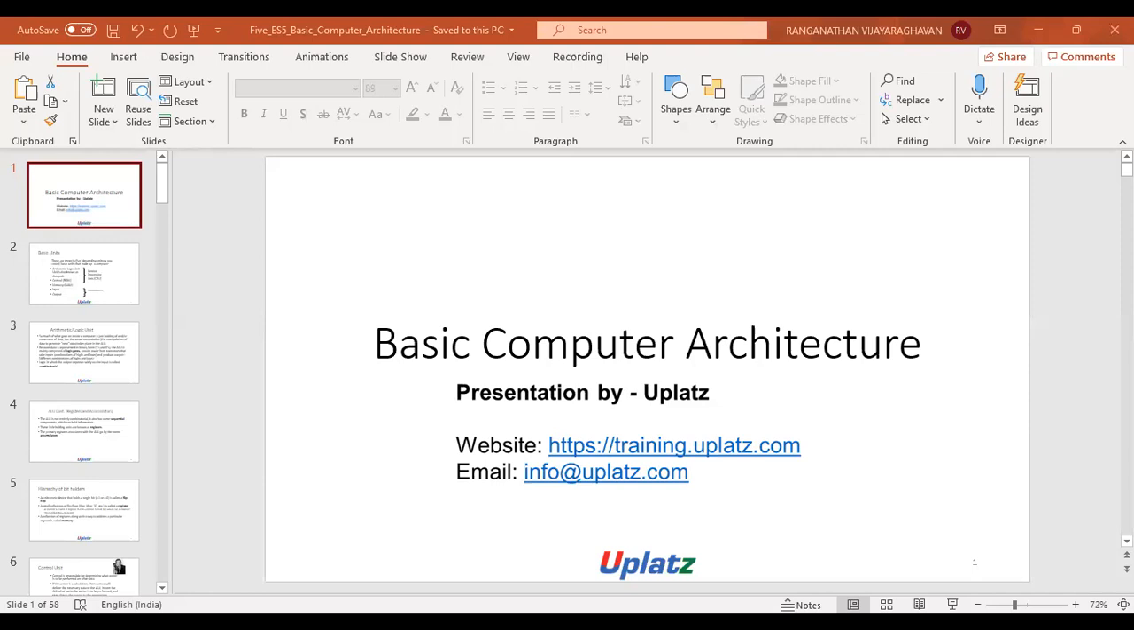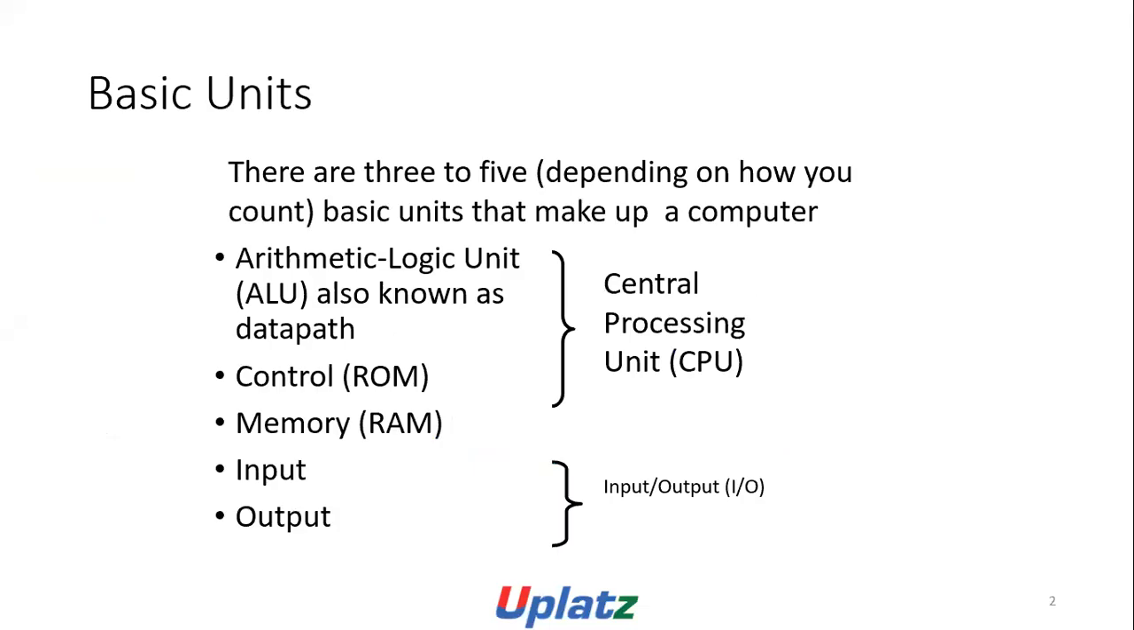Today we are going to discuss basic computer architecture. Basic units of a computer, there are three to five depending on how you count. Basic units that make up a computer: arithmetic logic unit, also known as ALU, data path, control, ROM, memory, RAM. All this put together becomes a central processing unit.